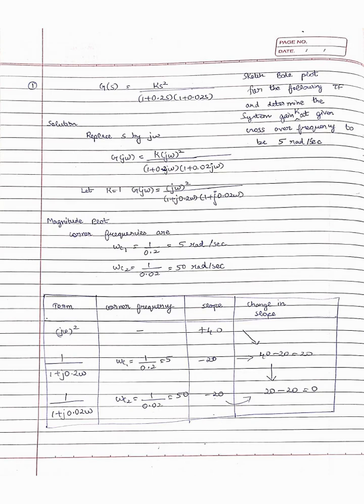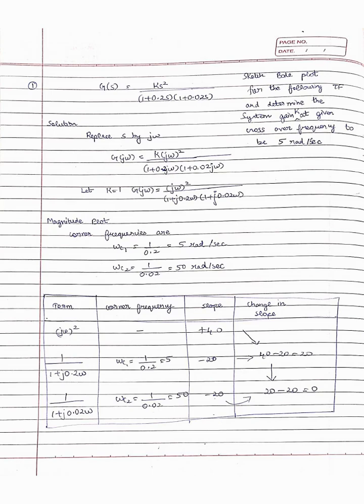Then we are going to put a tabular column stating the term, corner frequency, slope, and change in slope. So the first term will be (j omega) square. Its slope, which is in the numerator, is plus 40. The next one is 1 plus j 0.2 omega. It is in the denominator, so whenever it is in the denominator, the slope will be minus 20. The corner frequency, as we found already, is 5. So the change in slope would be 40 minus 20 equal to 20.